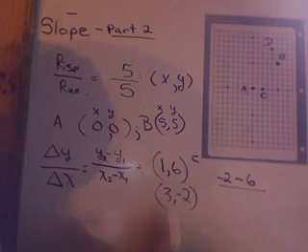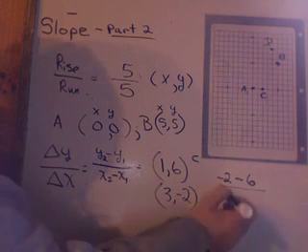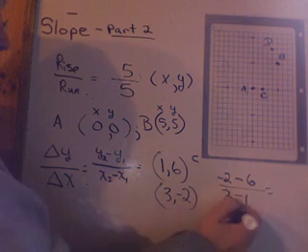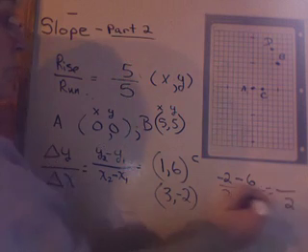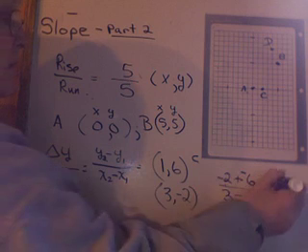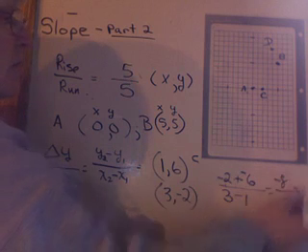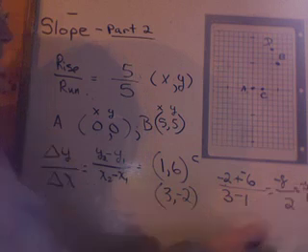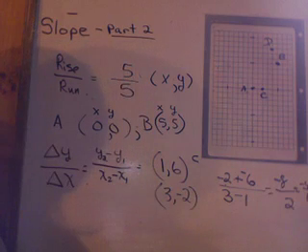Should I start with the 3 or the 1? I hope you said the 3. Take away 1. All right. 3 take away 1 is 2. Negative 2 take away 6 is negative 2 plus a negative 6, negative 8. What do I get? Negative 8 over 2, or negative 4 over 1, or negative 4. I like to keep slope as a fraction.